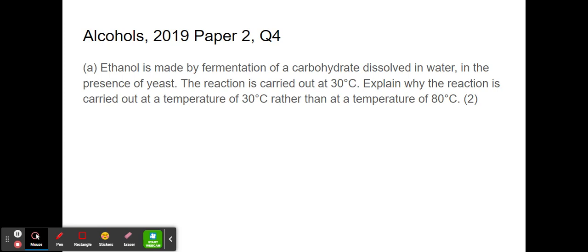Explain why the reaction is carried out at a temperature of 30 degrees C rather than at a temperature of 80 degrees C. There are 2 marks available for this question, so we're looking for 2 points in the answer. It's important to note that higher temperatures are not always best for all chemical reactions. In this question, the important thing to note is the presence of yeast, and yeast contains enzymes.